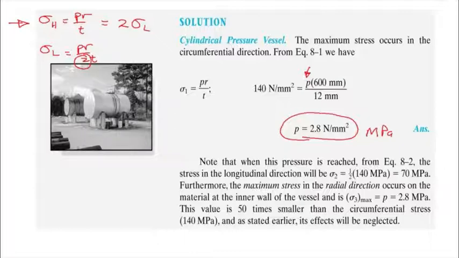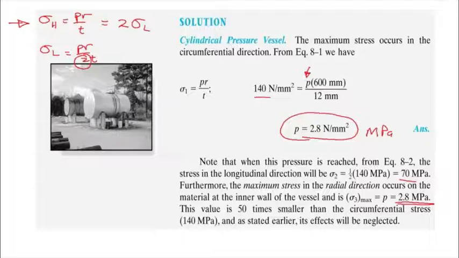Now, you might be asking why we say the atmospheric pressure is negligible. The pressure inside the vessel is 2.8 megapascal, and the atmospheric pressure is even smaller. So 2.8 megapascal, comparatively with sigma 1, which is 140, and sigma 2, which is half that, 70, is very small, and so it is neglected.